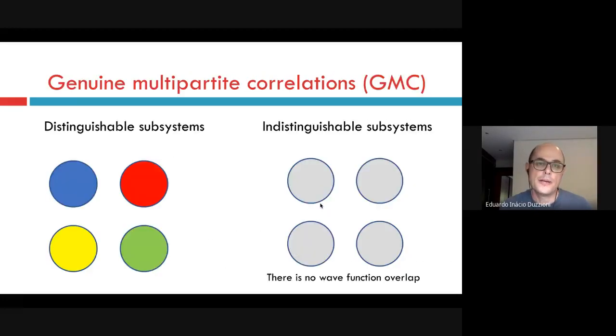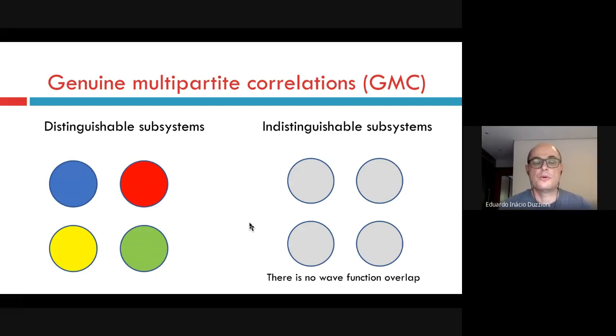So, I will start to talk now about genuine multipartite correlations. I believe that the best way of exemplifying this kind of correlation is taking, for instance, a simple system composed by two particles. Suppose that these two particles are distinguishable, so they are colored with different colors. And suppose now that these particles are identical. They have the same color.